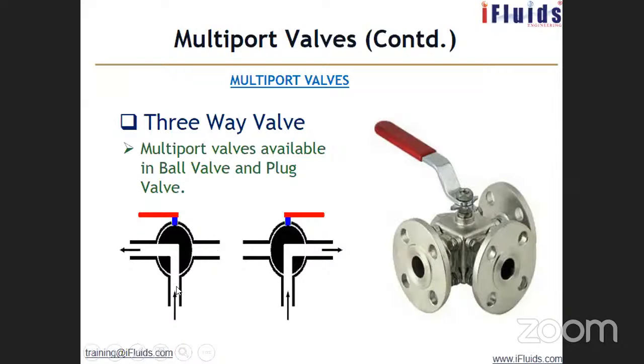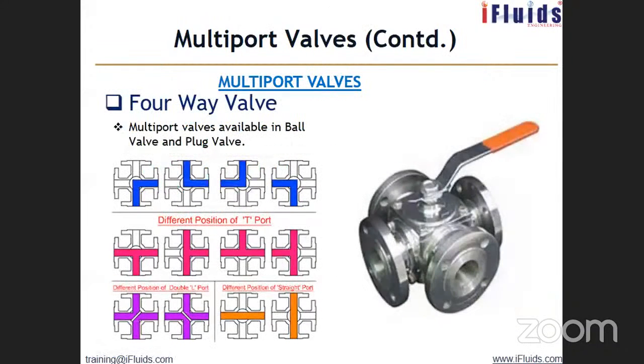Okay, you can have the flow this way if the valve is put in this direction, or you can have the flow in this direction. This is a three-way valve, and you can divert the flow in two different directions. And this is what the valve actually looks like. With the lever, you can change the direction of the main flow. And four-way valves are there. You can see it is a more complex arrangement.